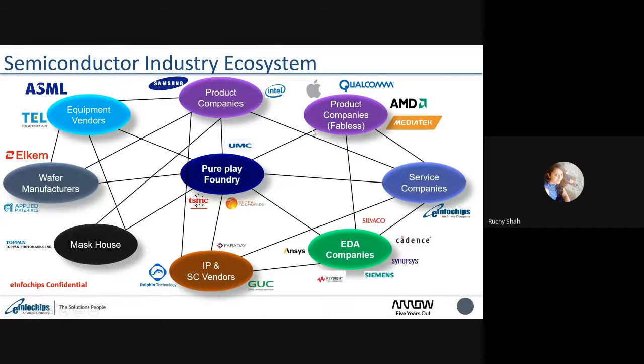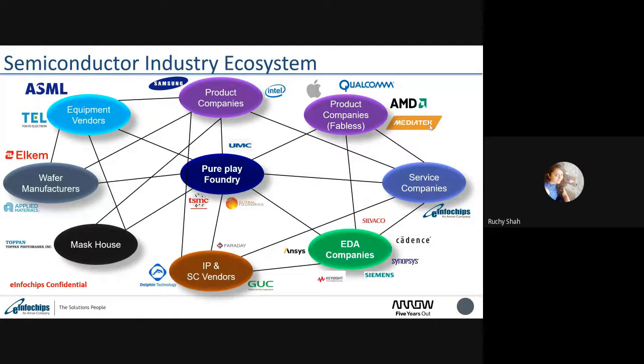Another most important type of industry is product companies that are fabless. They don't have a fab. In that sector, well-known players are Qualcomm, Apple, AMD, MediaTek. They all develop the product, but for fabrication, they depend on pure play foundries like TSMC, Global Foundry, and UMC. Majorly, whatever products we see are branded Samsung, Intel, Qualcomm, which means these companies have the ownership of that product.